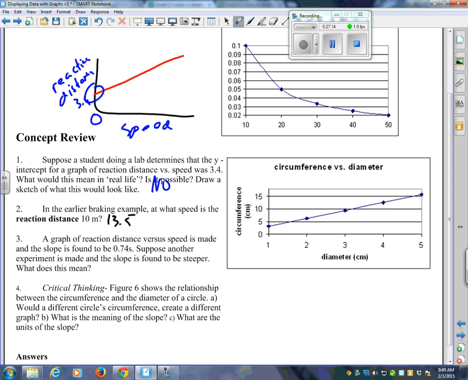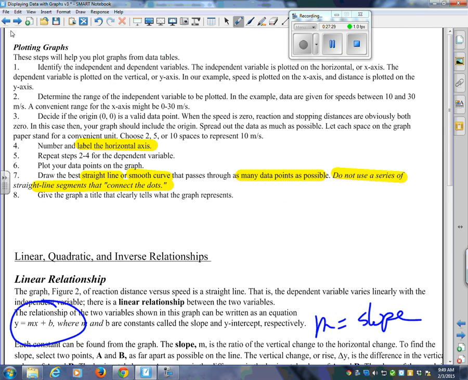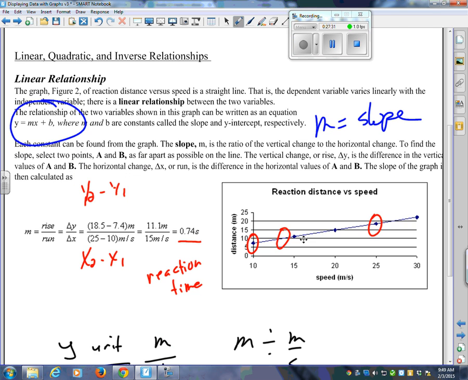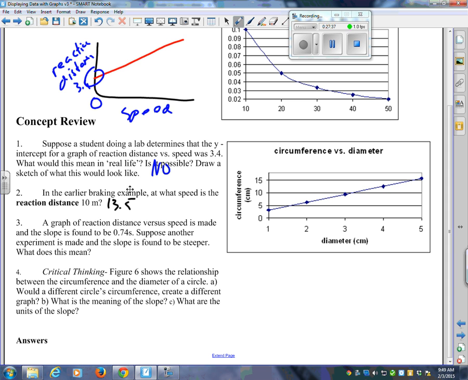Okay. Here's a harder one. A graph of reaction distance versus speed, and the slope is found to be 0.74. That's the same as this one right here, right? Wasn't the slope 7.4? Okay, awesome. The letter M is for slope, right?